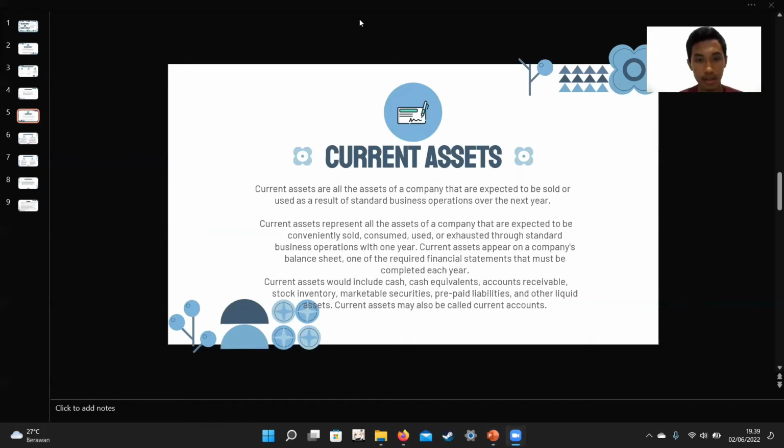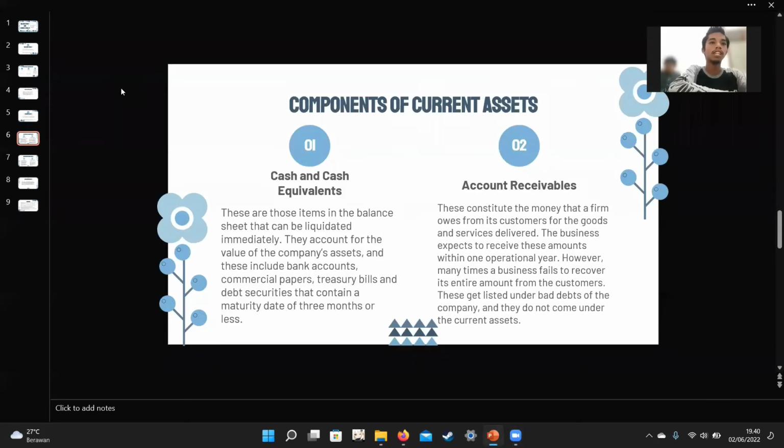Thanks to Anelka for discussing the components of the balance sheet and use of balance sheet. Next, Luthfi Sya'bani will discuss. Luthfi, welcome. Thanks to Hanif, and I will tell about current assets.